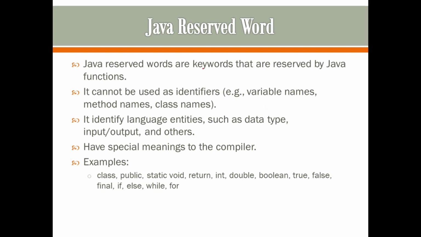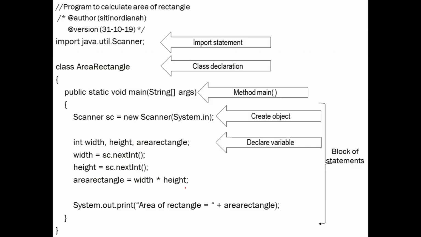Java reserved words cannot be used as identifiers. Why? Because they are keywords reserved by Java. Examples: class, public, static, void, return, int, double, boolean, true, false. You can find a lot of Java reserved words after this.